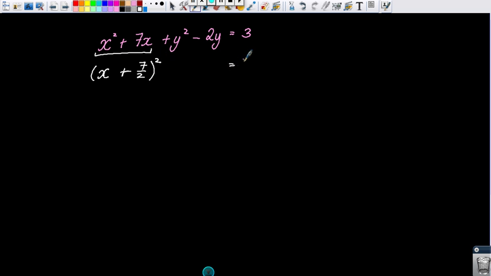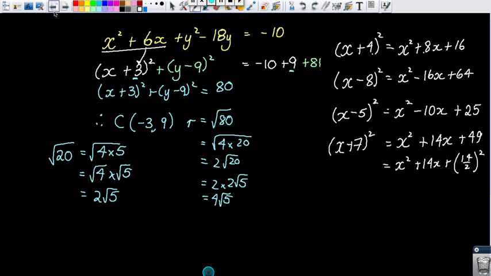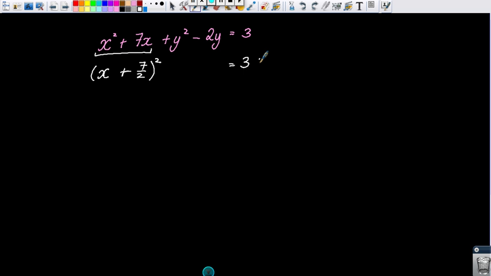Now, the 3 is still on the other side, but when I expand this, yes, I get the x squared. Yes, I get double this, which is 7x. But won't I also get this squared? Because, once again, you told me very confidently back here that when you expand this, this is the 4 squared. So, I have to add on 7 over 2 squared.